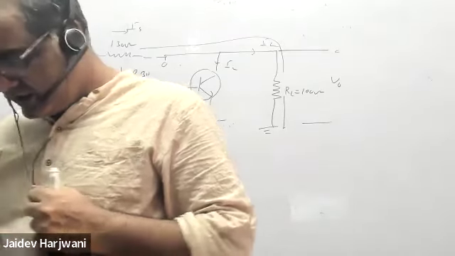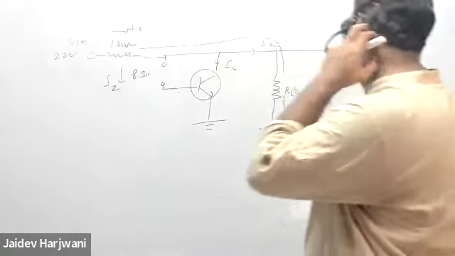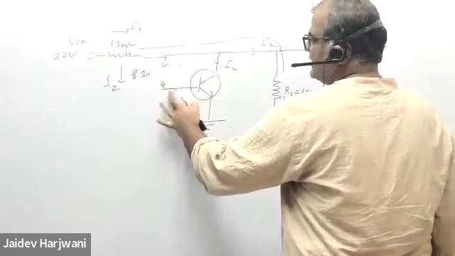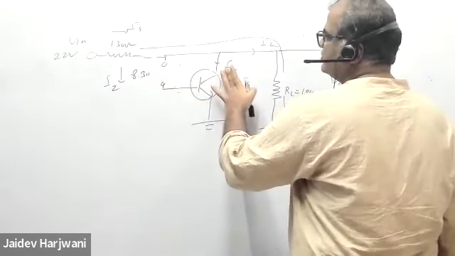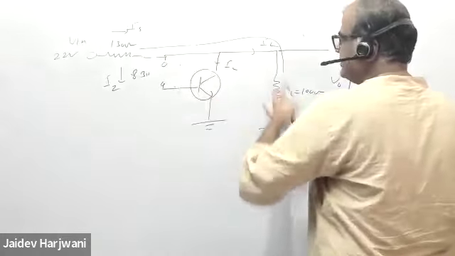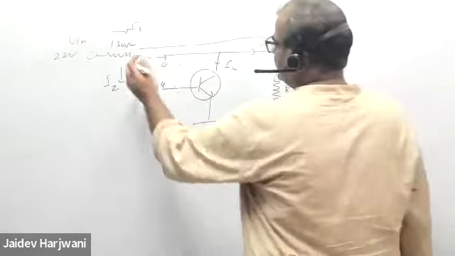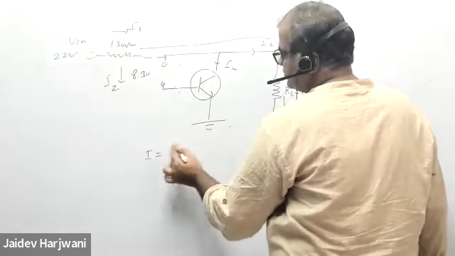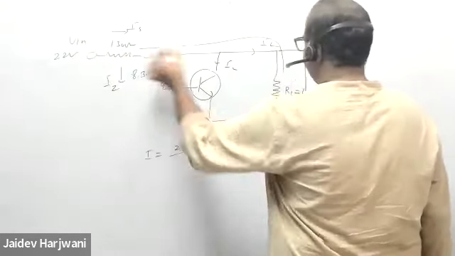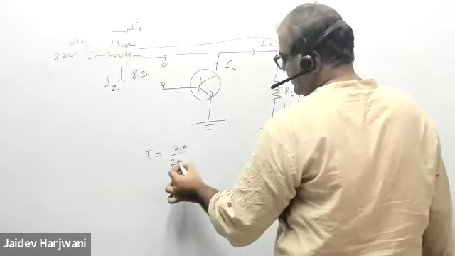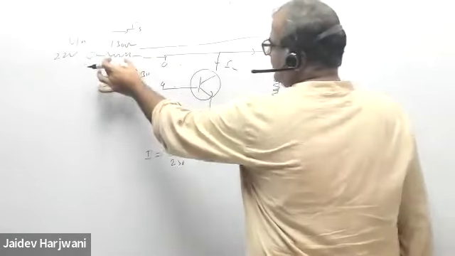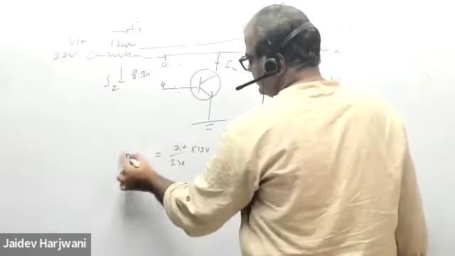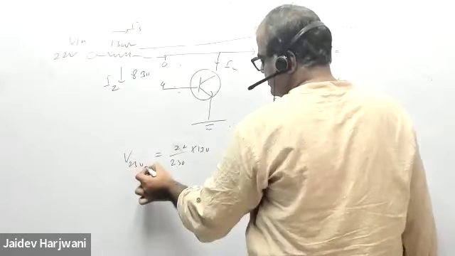Very good. Say if I make this open, then there is no bias. So my IB is 0, so IC is 0. So current is only going here. Okay. So what I can say, I will be V input, that is 22, divided by resistance, 130 and this 100, this is 230. This is the current, and the voltage drop here is across 130. What is the voltage drop across the 130 ohm? Tell me, how much is this coming?